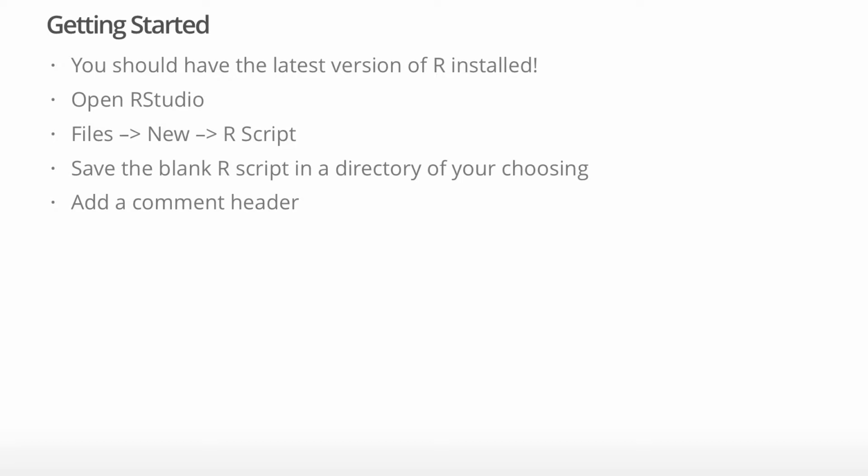All right. So you should have the latest version of R. We're going to open RStudio. You could do File, New, and R Script, and we're going to save the blank R script to a directory, and we're going to add a comment header.